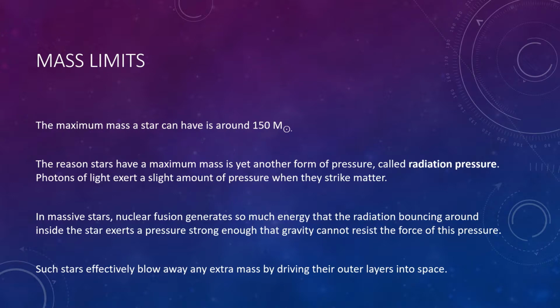In massive stars, some of which are millions of times more luminous than the sun, nuclear fusion generates so much energy that the radiation bouncing around inside the star exerts a strong outward pressure. Theoretical models indicate that stars with masses above about 150 solar masses should generate energy so furiously that gravity cannot resist the force of that radiation pressure. So such stars effectively blow away any extra mass by driving out their outer layers into space. So they're so energetic that they just effectively blast all the material out into space, and then they never form a star as a result.